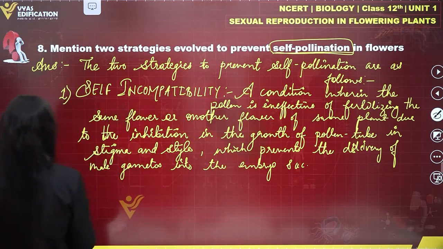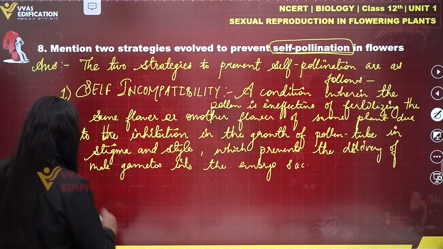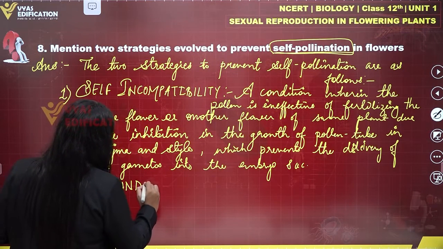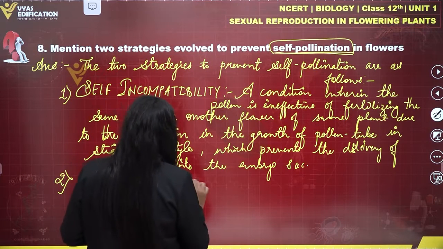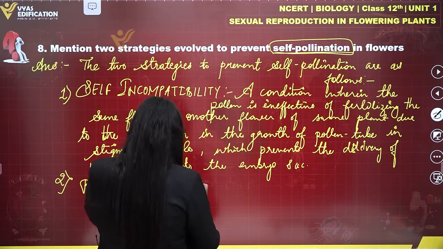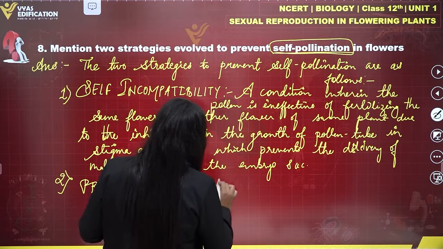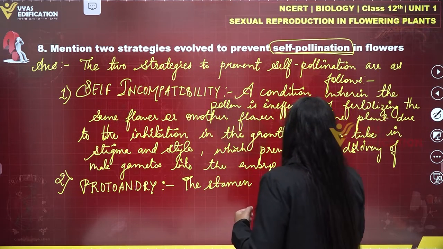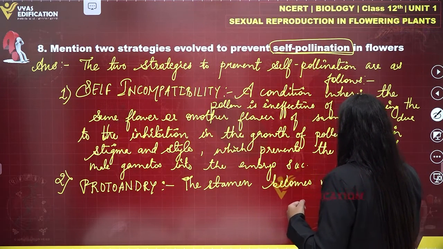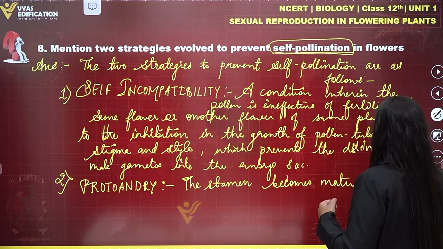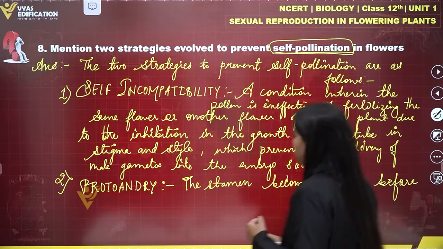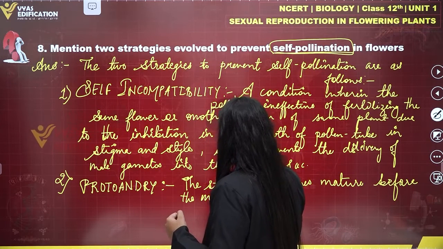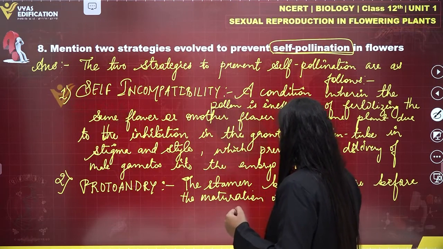The second strategy which prevents the self-pollination in flower is protandry. This is a condition wherein the stamen becomes mature before the maturation of pistil.